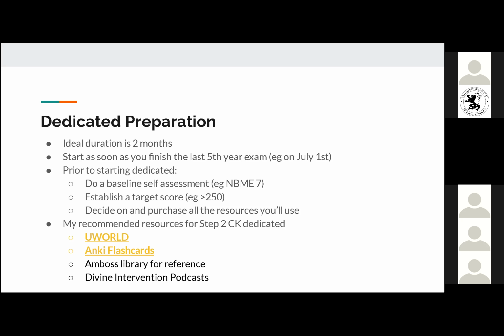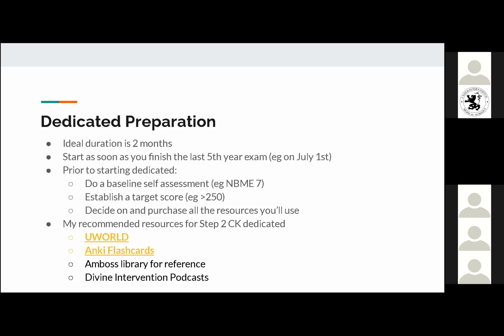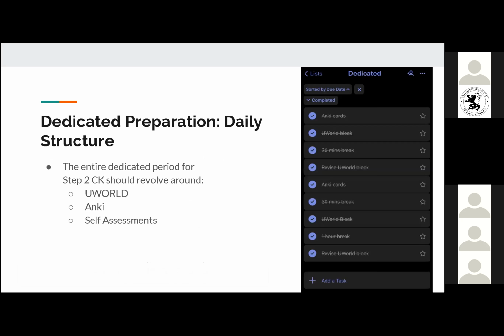And then decide on and purchase all the resources you'll use. Again, my recommended resources for Step 2 CK are UWorld, Anki flashcards, Amboss Library for reference, and Divine Intervention podcasts. So you can see there are a lot fewer resources for Step 2 CK compared to Step 1, or a lot fewer useful resources, at least. During your dedicated preparation, you have to have a daily structure, very similar to the Step 1 daily structure. And the entire dedicated period should revolve around UWorld, Anki, and self-assessments.